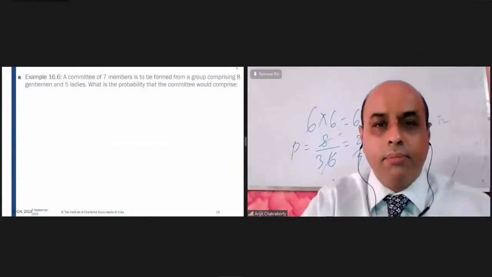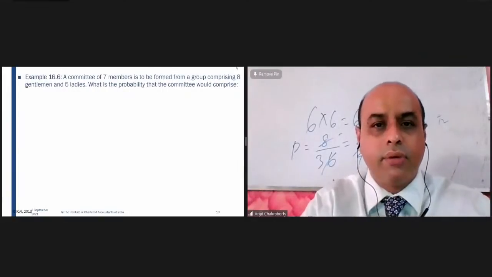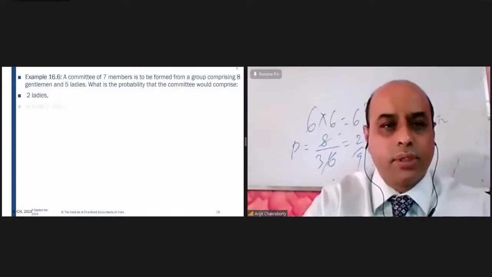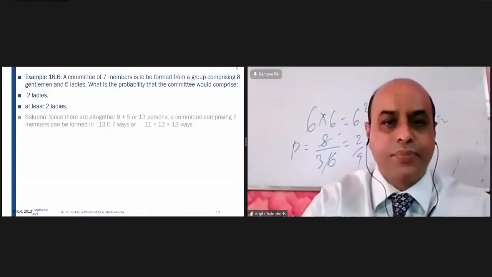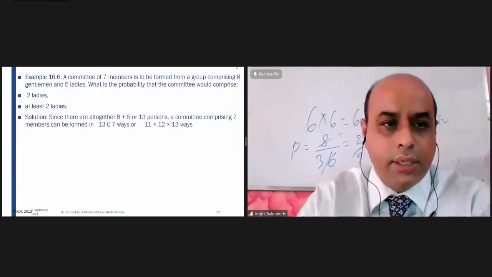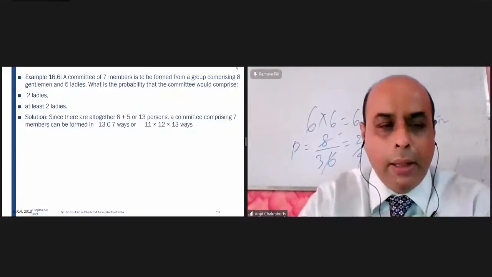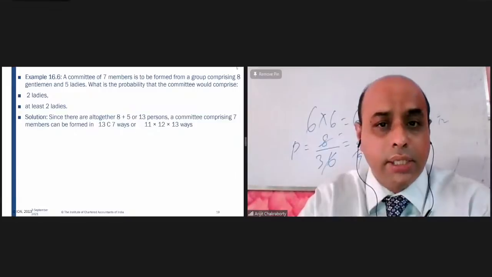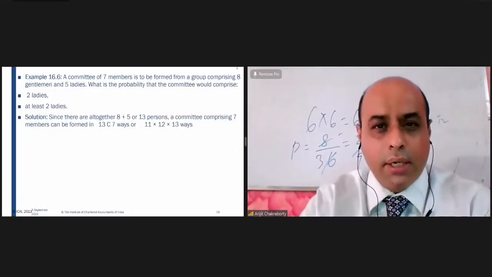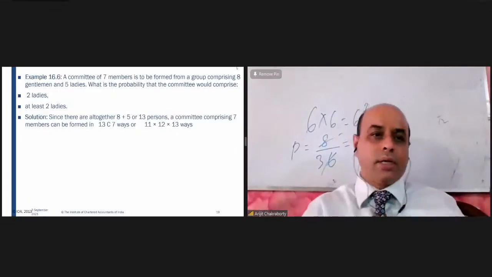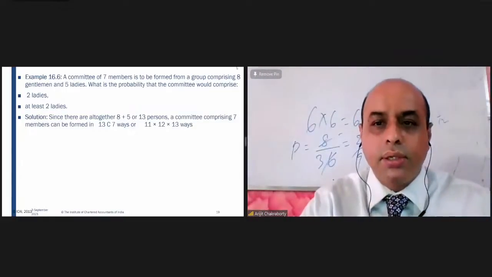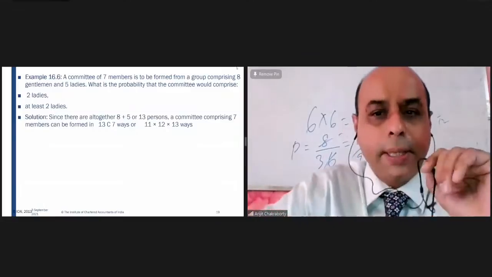Now we will take a more difficult one. A committee of 7 members is to be formed from a group comprising 8 gentlemen and 5 ladies. What is the probability that the committee would comprise at least 2 ladies? Now, a committee of 7 members is to be formed from a group of 8 gentlemen and 5 ladies. So the first question is how many ladies would be there? 2 ladies. So please note, 7 members are being formed from a group of 8 gentlemen and 5 ladies. So you have 13 persons, 8 plus 5, 13 persons. Now, a committee is formed from these 13 persons, taking 7.